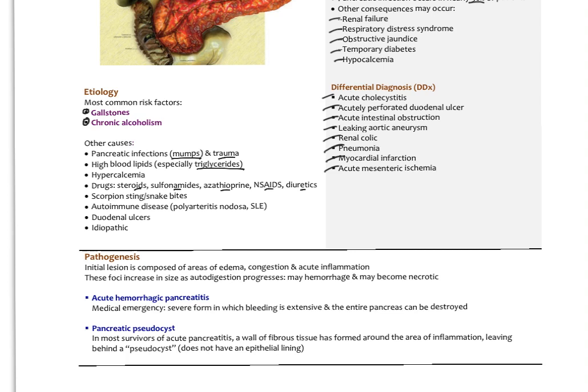Interestingly, some of the venom in snake and scorpion stings can induce acute pancreatitis, and then autoimmune disease like lupus is associated with acute pancreatitis, duodenal ulcers, and then many cases are idiopathic. There's no evidence of stones, no alcoholism, none of these other factors come up in the history or on evaluation.